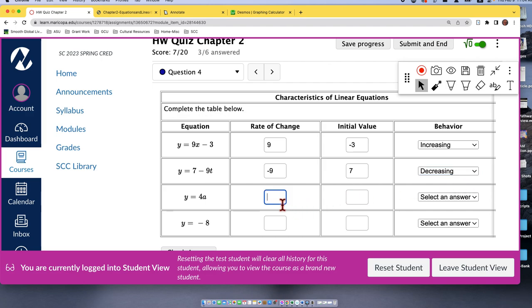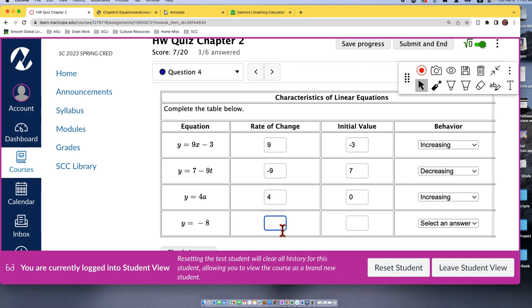Our rate of change on the fourth one? 4. 4, excellent, because that's in front of a variable. This is a little harder to see, because what would be our starting value since there's nothing there? 0. Must be 0, right? Because we could put a +0. And what's happening here? Are we increasing, decreasing? Increasing. Increasing because of the +4. Good, good. So, when would it be horizontal, or would it only be that if there was no 4a or whatever, if there was no slope?